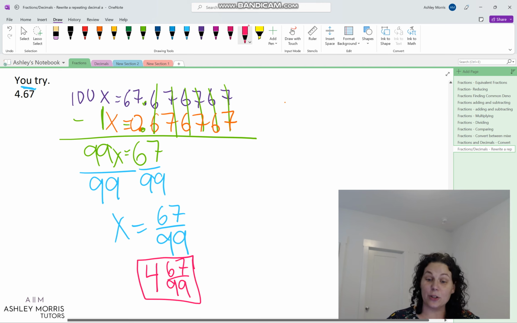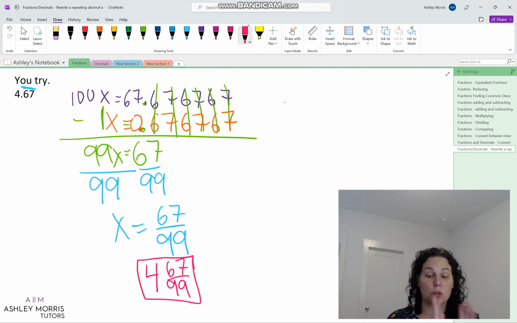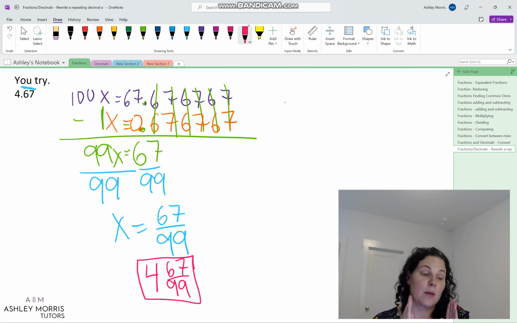So that is how you go from a repeating decimal to a fraction. Just be very careful to make sure the numbers line up. That's the tricky part for this one, I think.